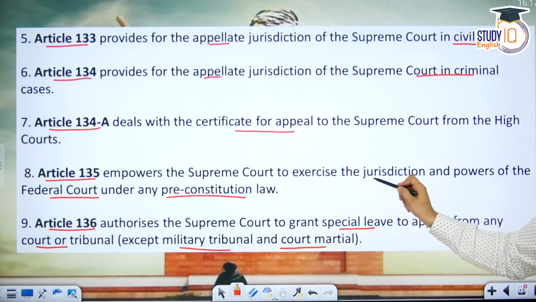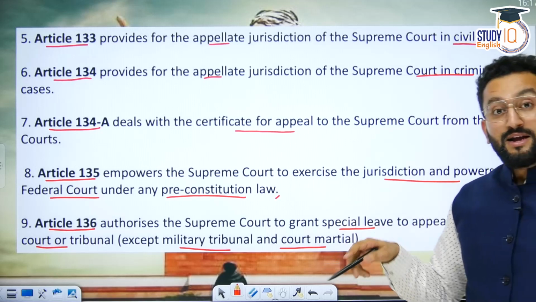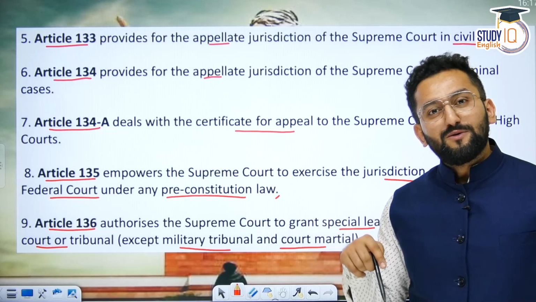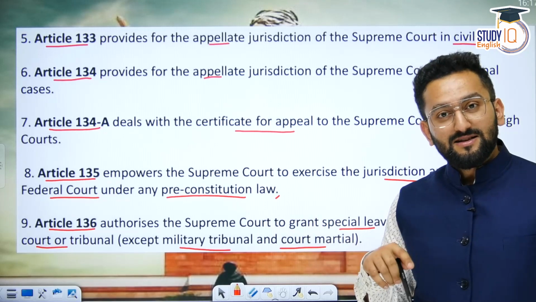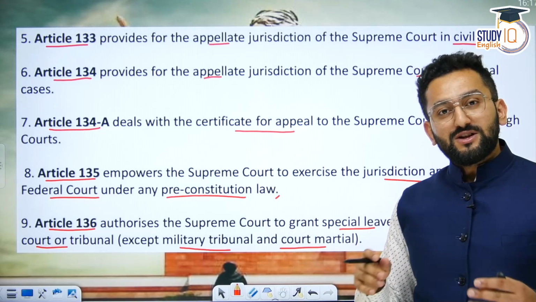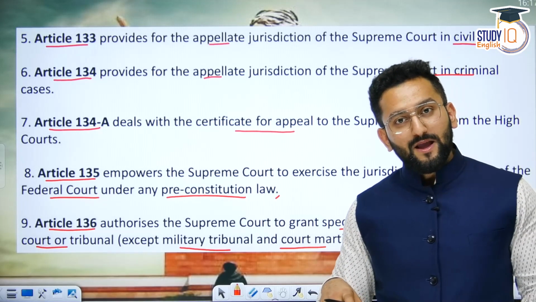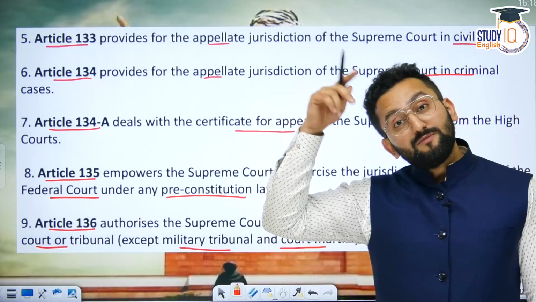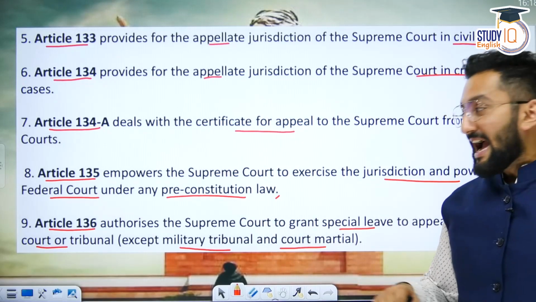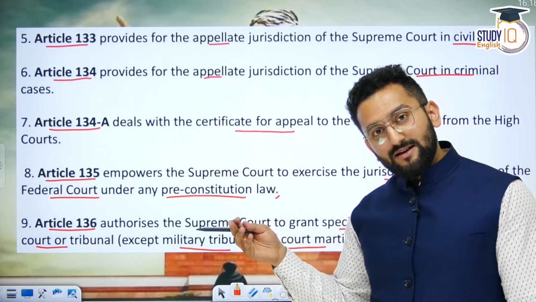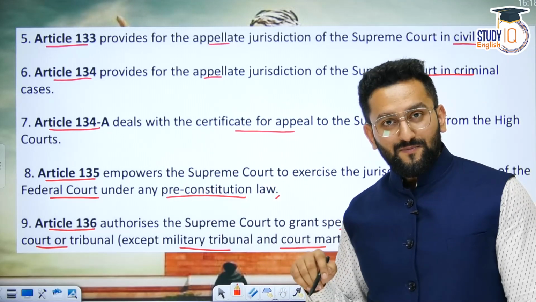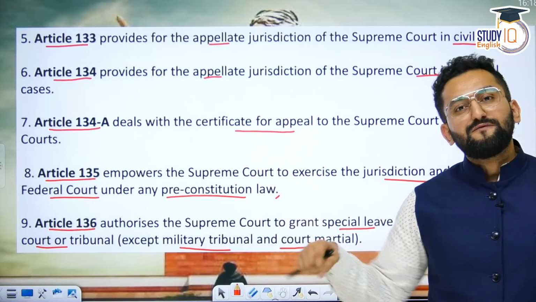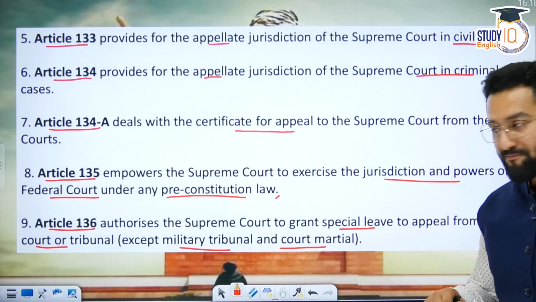Article 135 empowers the Supreme Court to exercise jurisdiction and power in pre-constitutional law. I gave you the example of the Mullaperiyar Dam. I hope you remember, Travancore state, Madras state, right? So they had this treaty. Now the Kerala and Tamil Nadu governments are coordinating this Mullaperiyar Dam on the basis of a treaty which was signed before the Constitution, right? And in that case, if there was any issue, then the Federal Court was there, under the Government of India Act 1935. So our Constitution is saying that later the function of the Federal Court will be taken up by the Supreme Court.